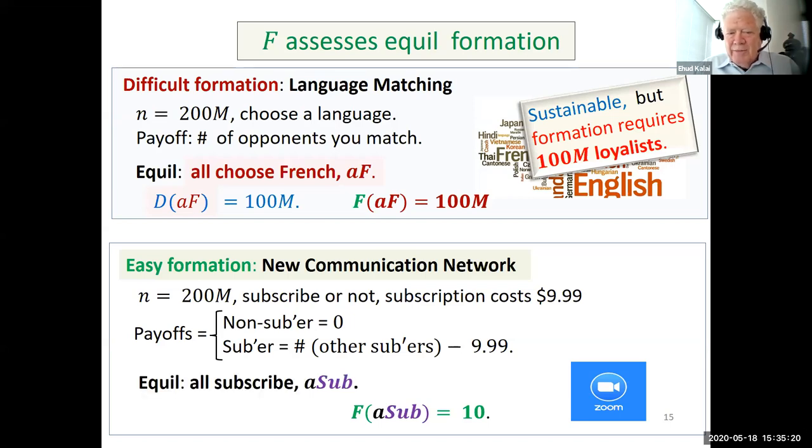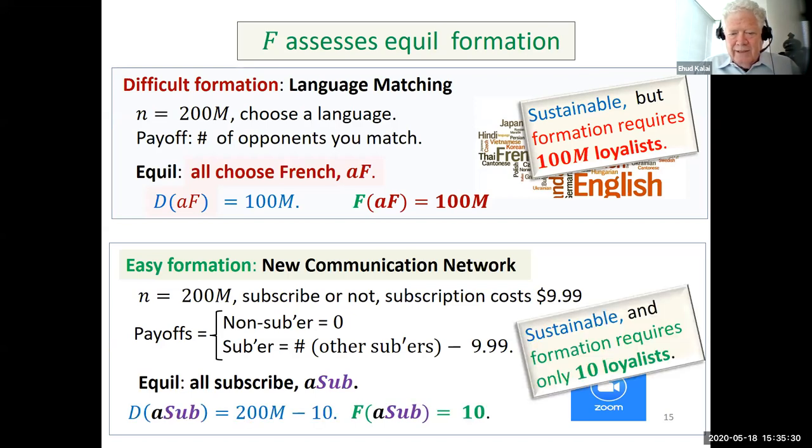So all subscribe is a Nash equilibrium, but the formation index of this is only 10, as you can see here. And therefore the defection index by duality is 200 minus 10. So this equilibrium of subscribing or not to a new network, it's easy to form. It takes only 10 people to get it started. And once it's formed, it's sustainable.